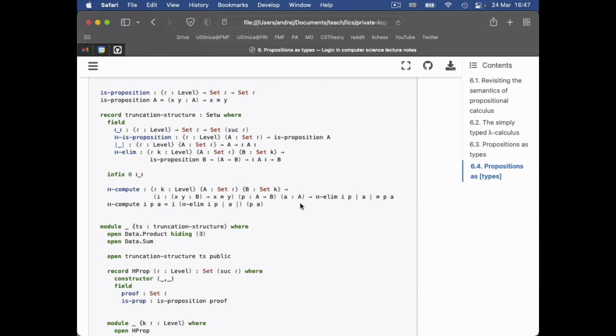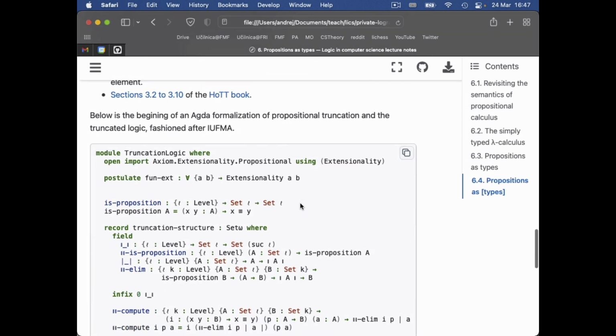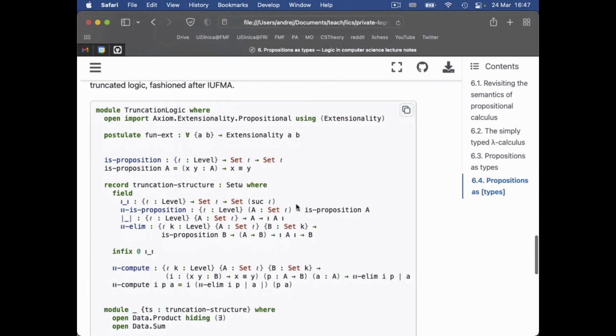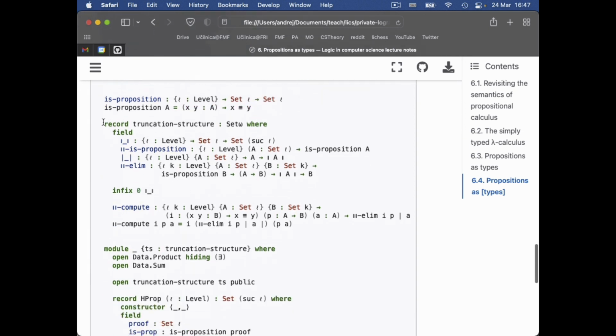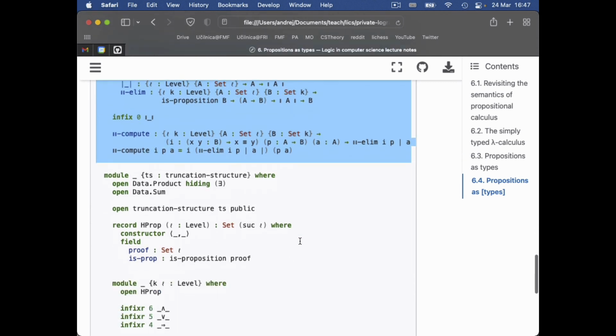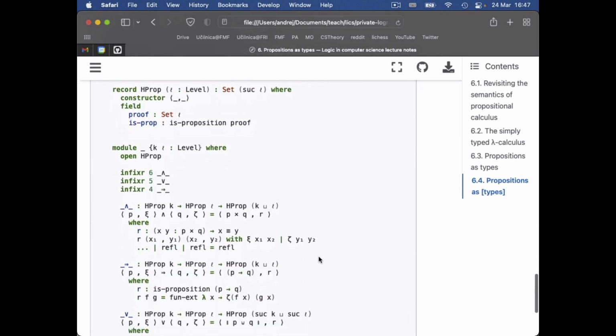So we want to formalize the fact that only some things are propositions. Here it is. When is A a proposition? When for all points there is a path between them. Okay? So now, ignore this for a moment. Now we can define here the type of H propositions.